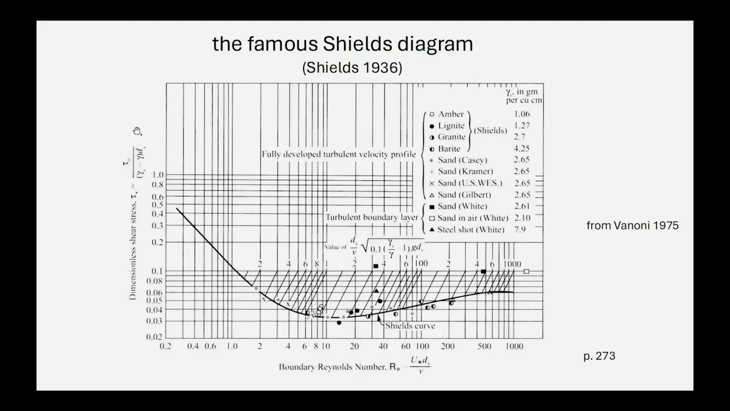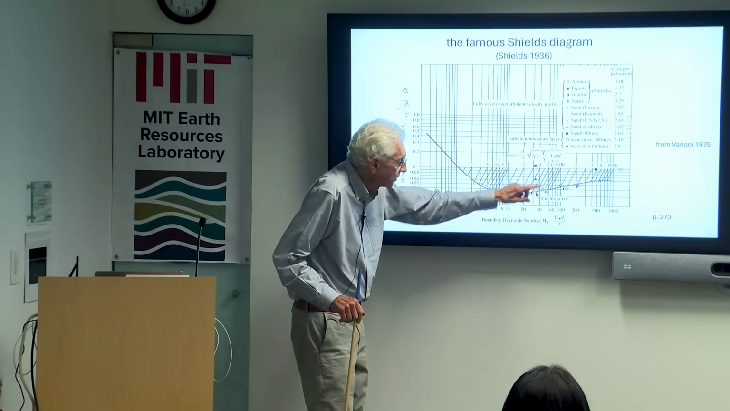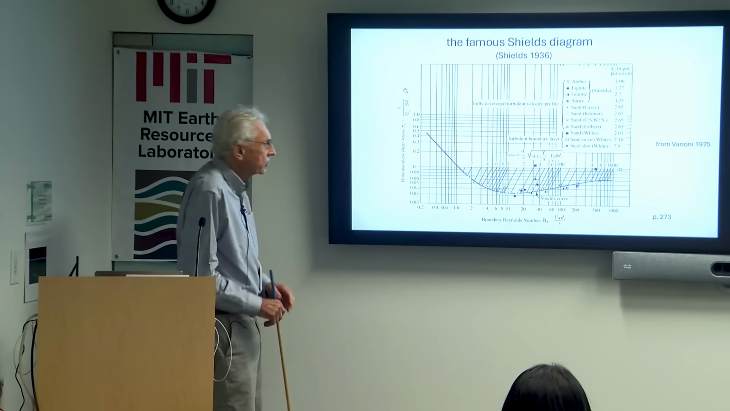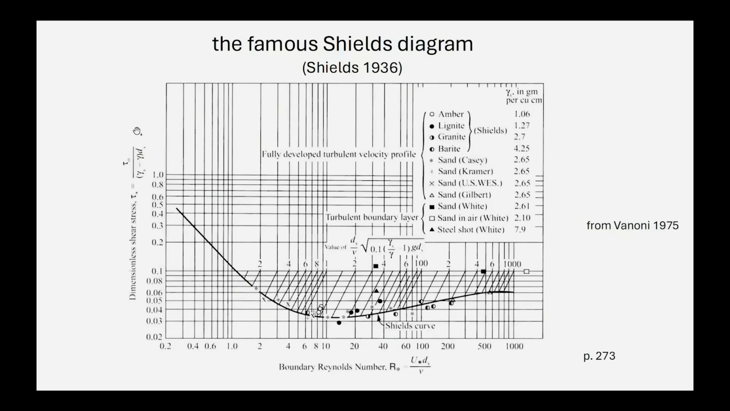So there's a famous diagram called the Shields diagram. I don't have a slide about Shields, but there's a nice, interesting Wikipedia entry for Albert F. Shields. I read it sometime. He had an interesting and varied career, and I won't spend time talking about it. But anyway, this is a plot, basically dimensionless boundary shear stress versus the boundary Reynolds number, which I told you about before. And he plotted a number of data points from the literature. Ignore these diagonal lines. And he fitted a curve through it. And it looks pretty reasonable.